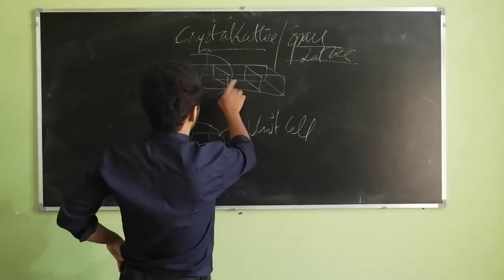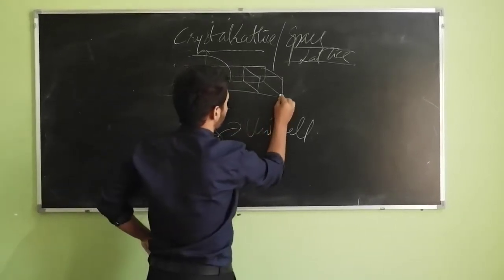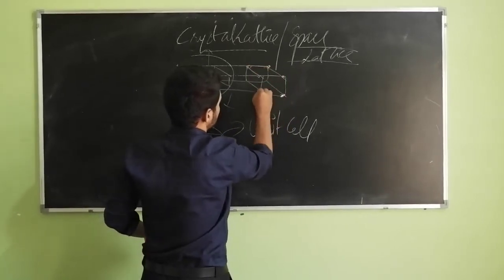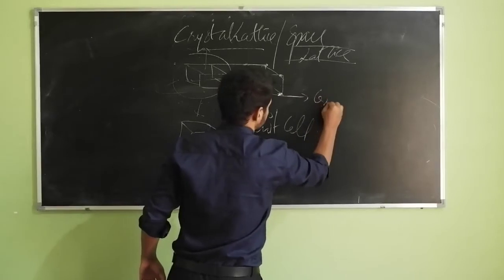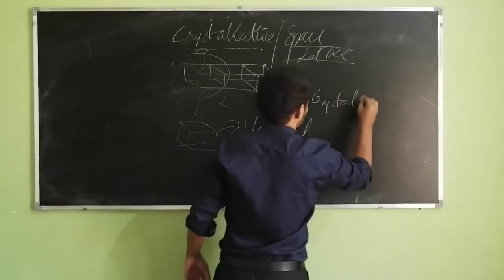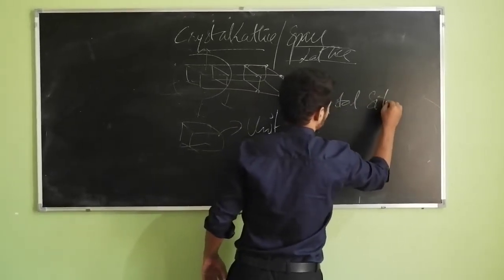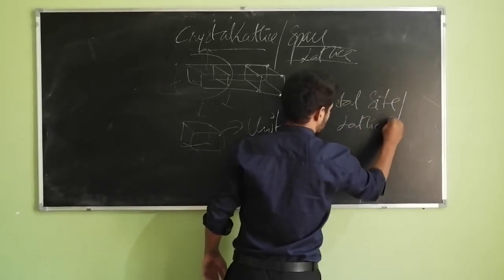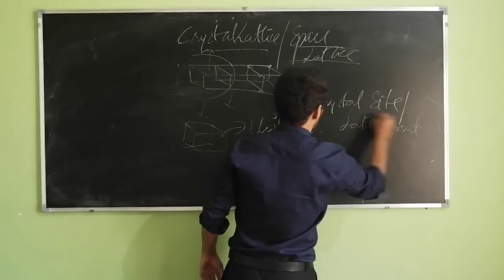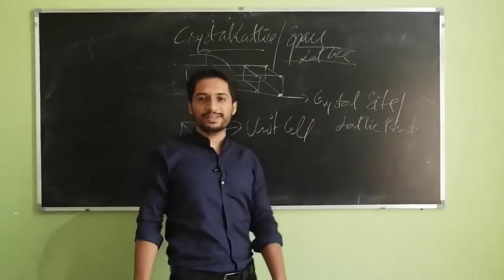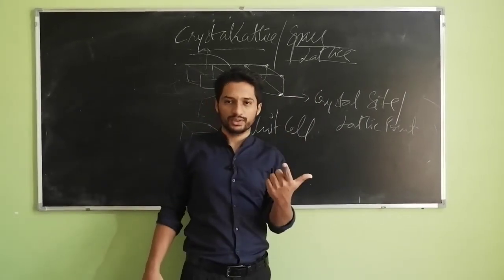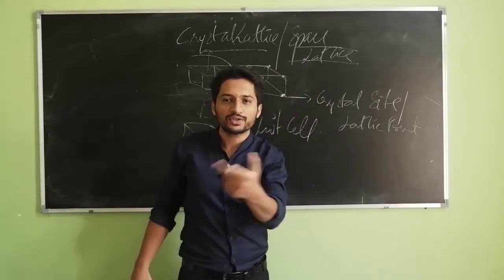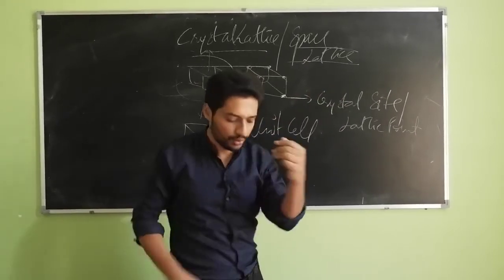So this is what a crystal lattice is, and a few things to remember. Each point in the crystal lattice or space lattice is what we call a crystal site, or we call it a lattice point. What does this crystal site represent? They represent the constituents of which the whole solid is made up. It can be ions, atoms or molecules.